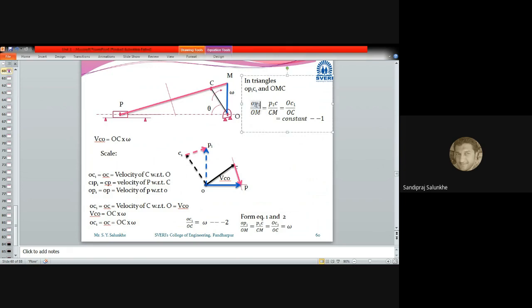हे जे इक्वेशन सिमिलर ट्रायंगल वरनं मांडलंय त्याच्यातलंच OC1 हे घेतलंय फक्त आपण. स्मॉल OC1 डिवाइड बाय OC हे इथं आलंय. OC1 डिवाइड बाय OC इज इक्वल टू ओमेगा आहे. आणि हे तर आपण म्हटलंय की OP1 डिवाइड बाय OM, P1C डिवाइड बाय CM, OC1 डिवाइड बाय OC इज इक्वल टू कॉन्स्टंट आहे. त्या कॉन्स्टंटची व्हॅल्यू आहे ओमेगा. इथेपर्यंत बरोबर आहे? Yes, sir.